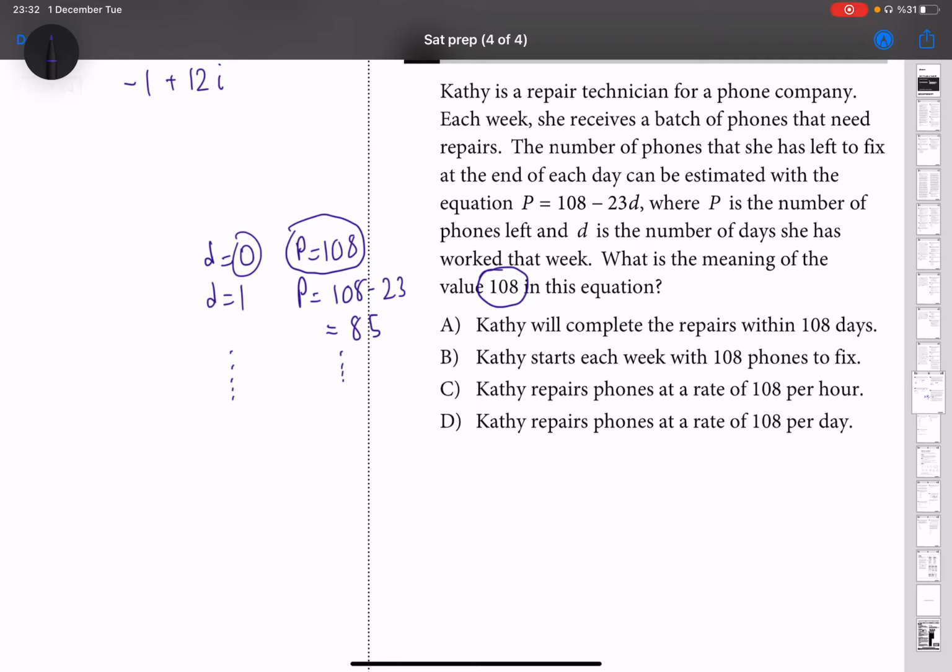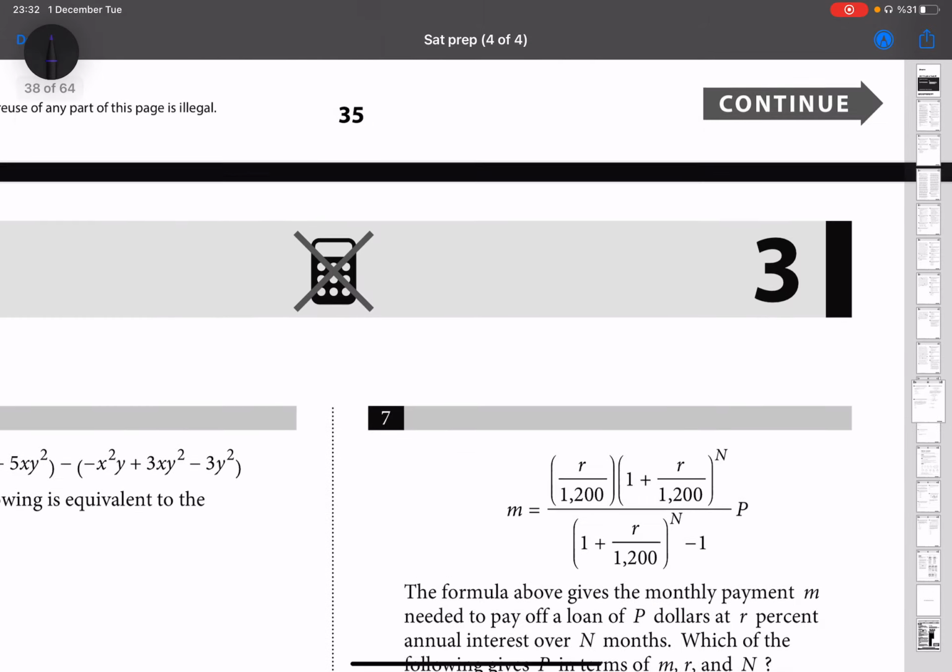So let's read the choices. Katie will complete the repairs within 108 days. Not true. Katie starts each week with 108 phones to fix. Yes, we started with 108 phones this week.